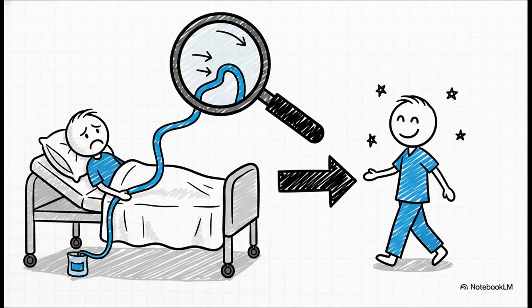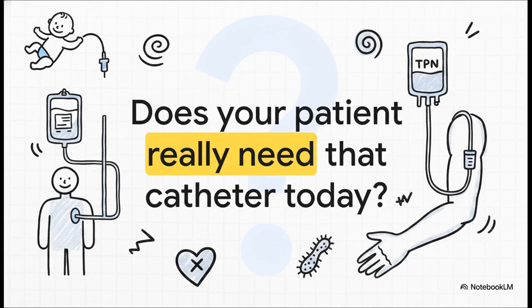Also, never ever place a Foley catheter simply to manage basic urinary incontinence for nursing convenience. The infection risk is just way too high. Which leaves us with this final critical thought to bring to your daily rounds. You have to ask yourself, is the convenience of that tube really worth the potentially lethal complications we just explored? Whether it's a neonate with an umbilical line, a 50-year-old on TPN, or an 85-year-old with a Foley, challenging the necessity of these devices every single day is exactly how you save lives.